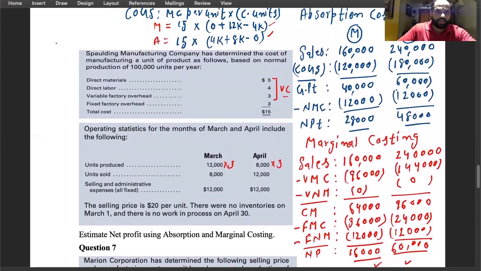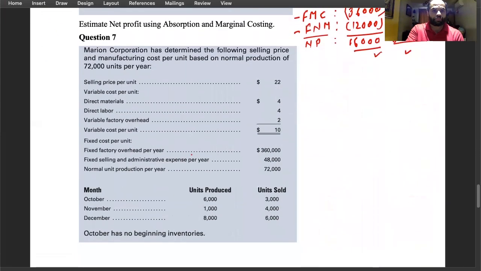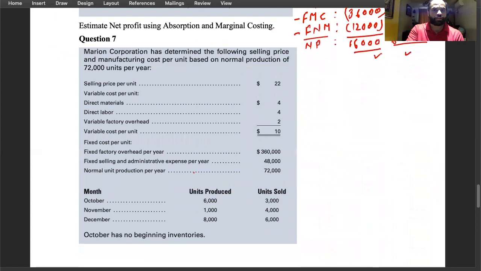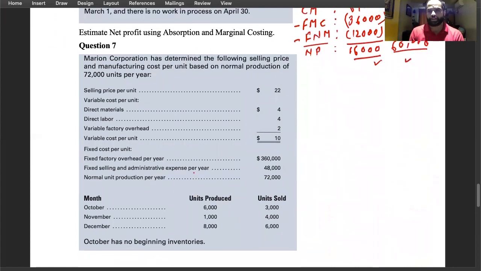So question 6 is finished. Absorption and marginal costing. All right. So any question for question 6? Is that okay? All right. If no question, let's move on to question 7. So here is question 7. Calculate marginal and absorption costing for question 7, and then we will check the answer. Start calculating question 7.